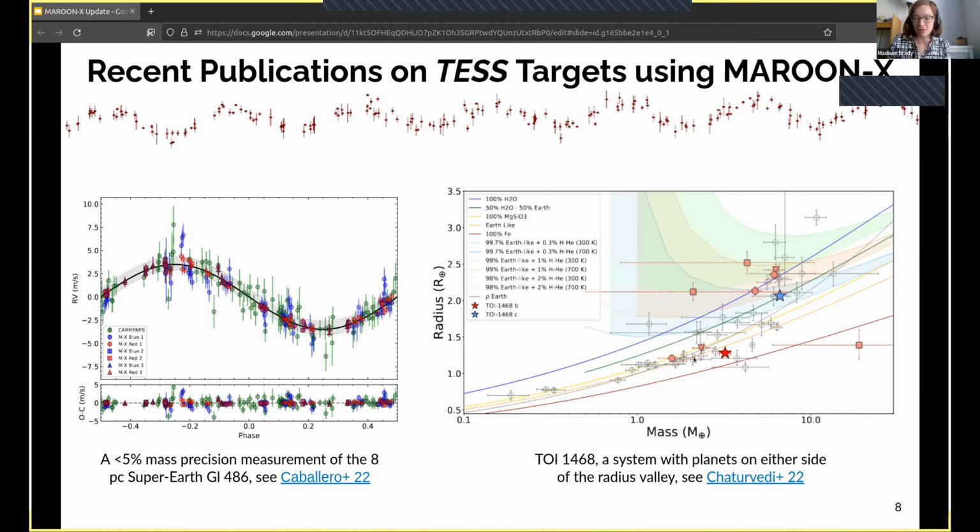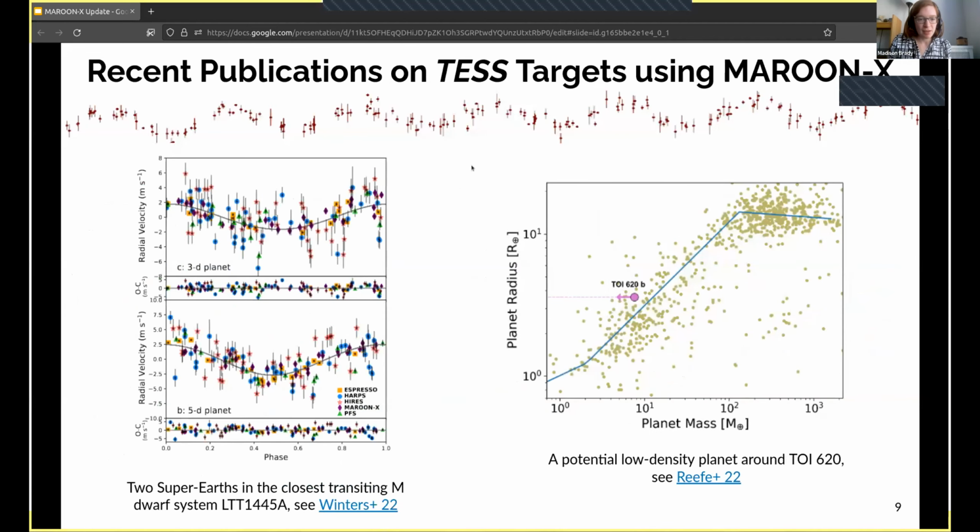And this plot on the right also uses both MAROON-X and CARMENES data to study the system TOI-1468, which is also in that 30 parsec sample, where you can see that the system is consistent with having one planet that's a bare rocky core, and another one that's consistent with either having a substantial gaseous envelope or some sort of substantial volatile content. So this is very interesting for considering those radius gap questions.